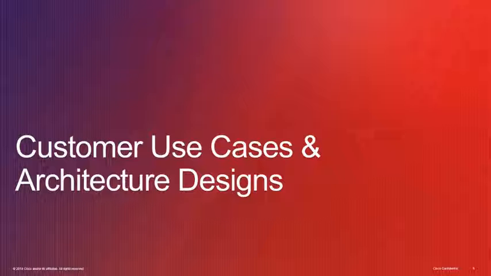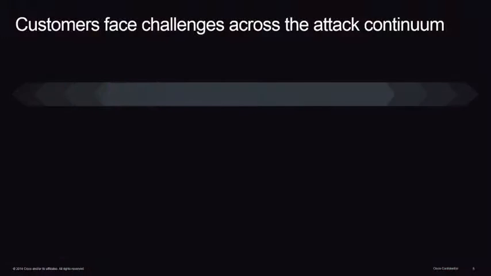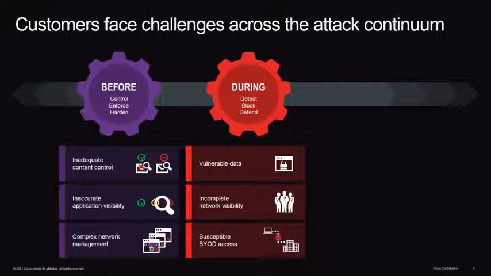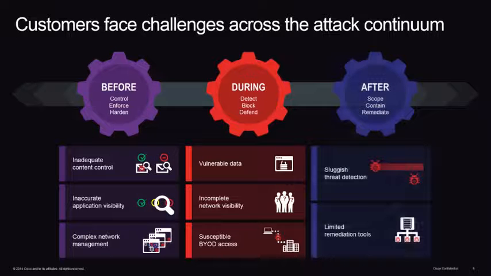Today, customers face challenges before, during, and after an attack. Before an attack even happens, customers must first address issues such as inadequate content control, inaccurate application visibility, and complex management. They are also challenged to protect vulnerable data, operate with incomplete visibility, and are unable to permit employees and guests to leverage their personal devices without making networks susceptible to attacks. And finally, after an attack, customers face sluggish threat detection and very limited remediation options.